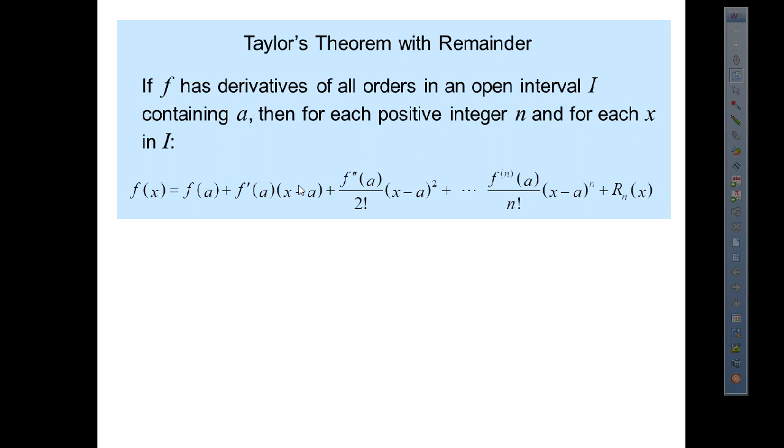Now, Taylor's theorem with remainder says this: if f has derivatives of all orders in an open interval I containing a, then for each positive integer n and for each x in the interval, f of x equals f of a plus f prime of a times x minus a plus f double prime of a over 2 factorial times x minus a quantity squared plus dot dot dot all the way through, and then wherever we stop, the rest is just the remainder.